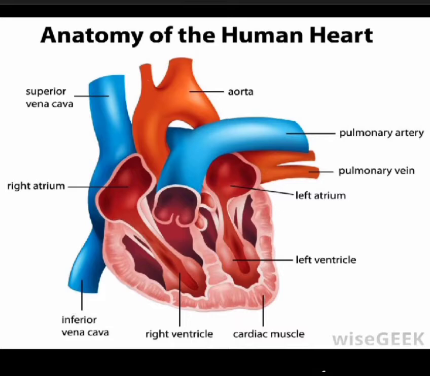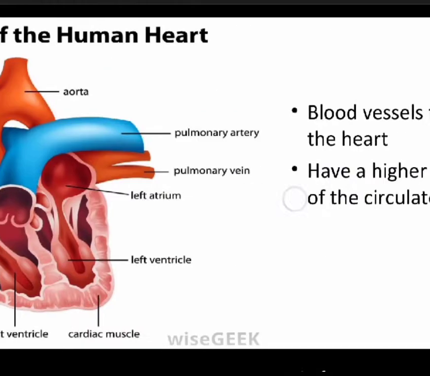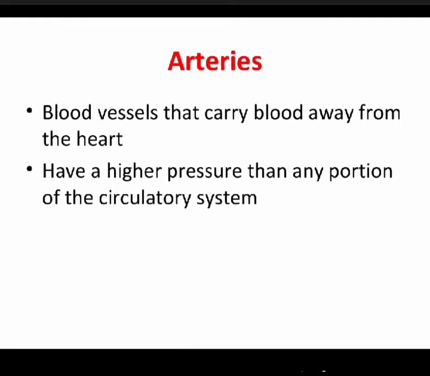Now, arteries. Arteries are blood vessels that carry blood away from the heart. Arteries have a higher blood pressure than any portion of the circulatory system. Because the arteries have to pump blood around the body, they are very muscular, and they are thicker than veins and the other circulatory vessels.